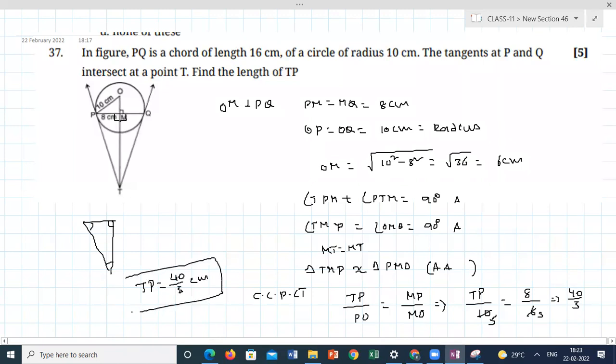Little bit of scope: the length of the tangent, how to calculate in different situations. Is it clear, students? If you're okay, we'll go to the next question, please. Yes, sir.